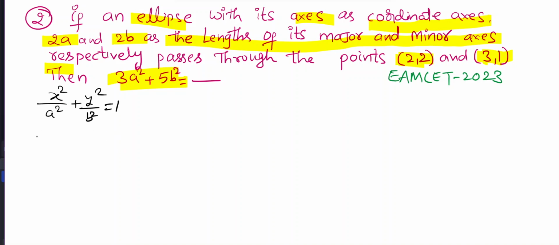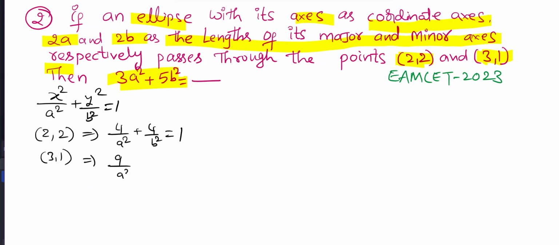This ellipse passes through the given points. The first point is (2, 2), substituting in this, we get 4/a² + 4/b² = 1. The second point is (3, 1), substituting in this, we get 9/a² + 1/b² = 1. Multiplying the second equation by 4, that is 36/a² + 4/b² = 4. So this is the first equation, this is the second equation.